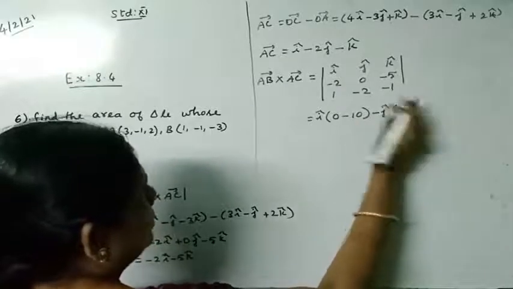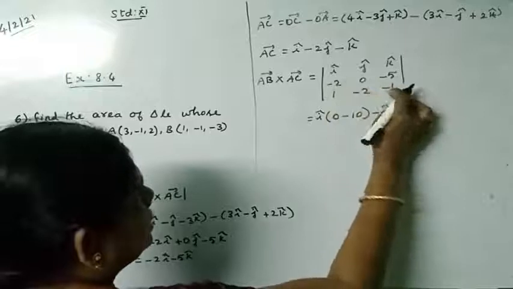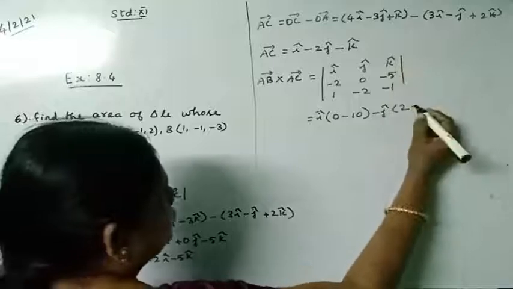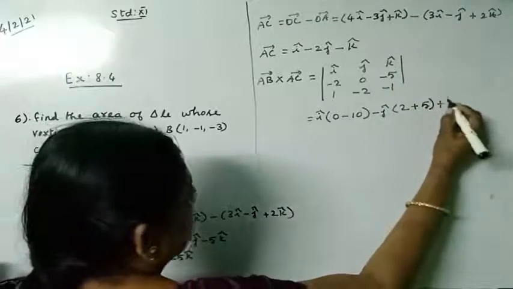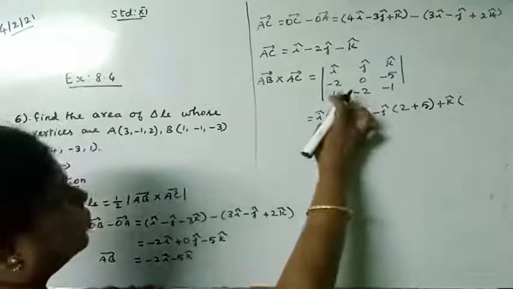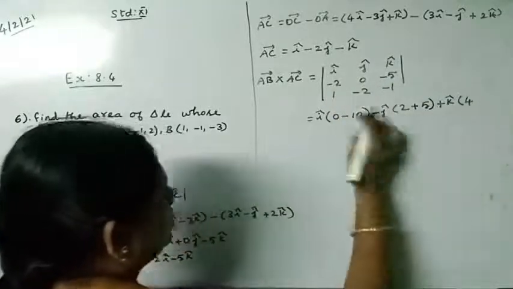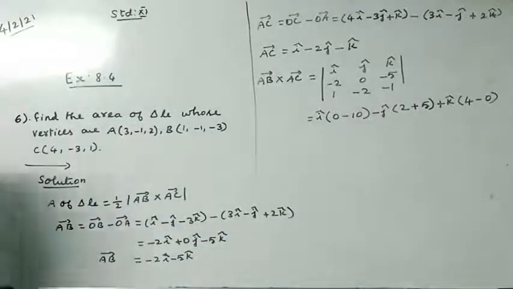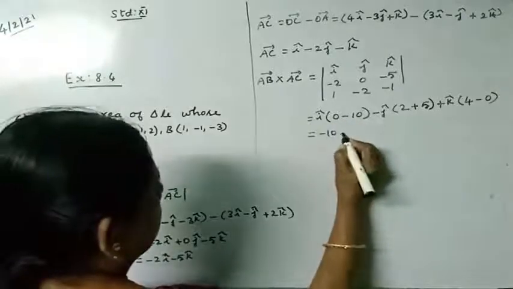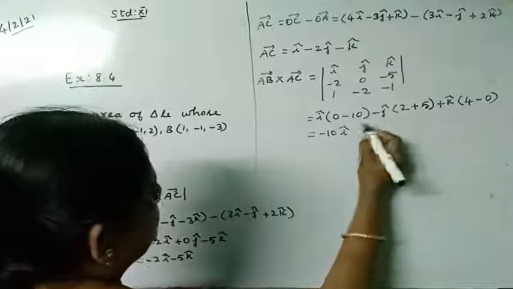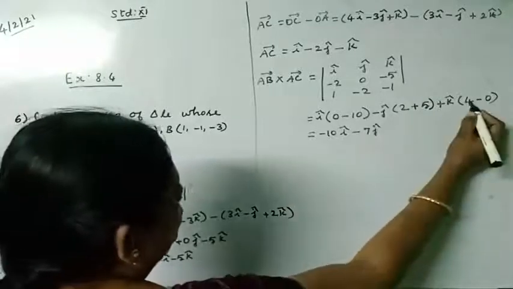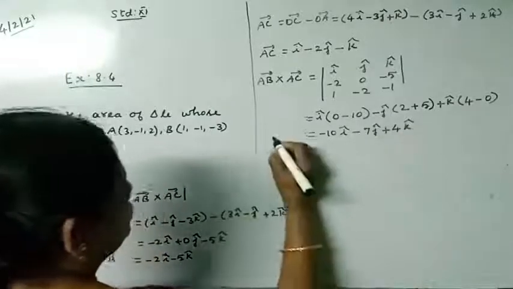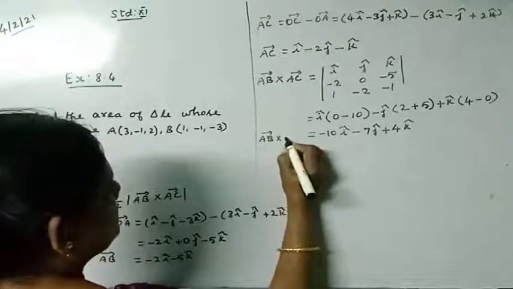Minus j cap of these 4 numbers. So minus 2 into minus 1 is plus 2. Minus 1 into minus 5 is minus 5. Since there is a minus here, plus 5. Plus k cap of, take these 4 numbers. Minus 2 into minus 2 is plus 4, minus 1 into 0 is 0. So which is equal to minus 10i cap. 2 plus 5 is 7, minus 7j cap. 4 minus 0 is 4, plus 4k cap. So it is AB vector cross AC vector.